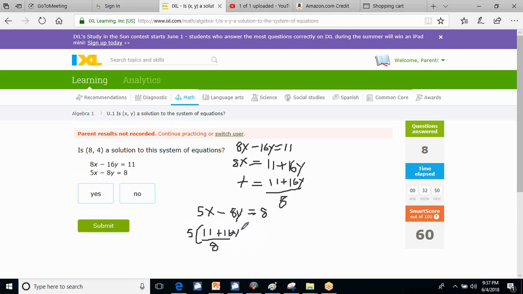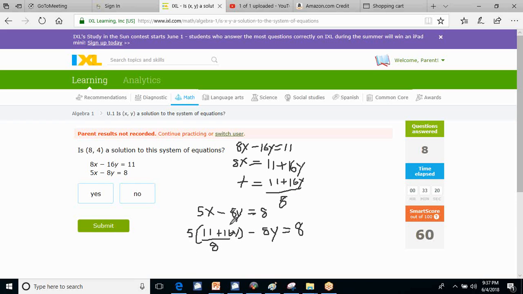So this is x. So that's why you have to put it in 5x. 5x, this is x. So you write 5 and then in brackets you put x. Minus 8y, so minus 8y you're going to put right there. Minus 8y. And that's equal to 8. You're just rewriting the equation. So you're going to simplify this now.